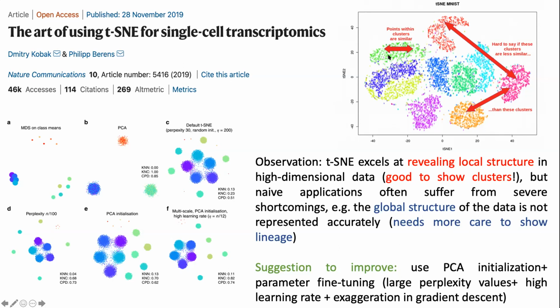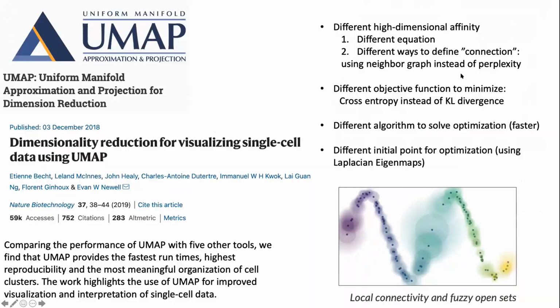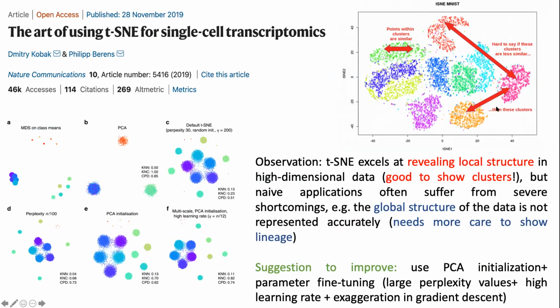Cells in the same cluster mean something; that means they are similar. But you cannot say, for example, that these two clusters are farther away and these are closer, which would mean that in development you first go this way and then that way. That is something t-SNE is not able to do. This is what is called more global structure. People have shown that t-SNE is not very good at that.